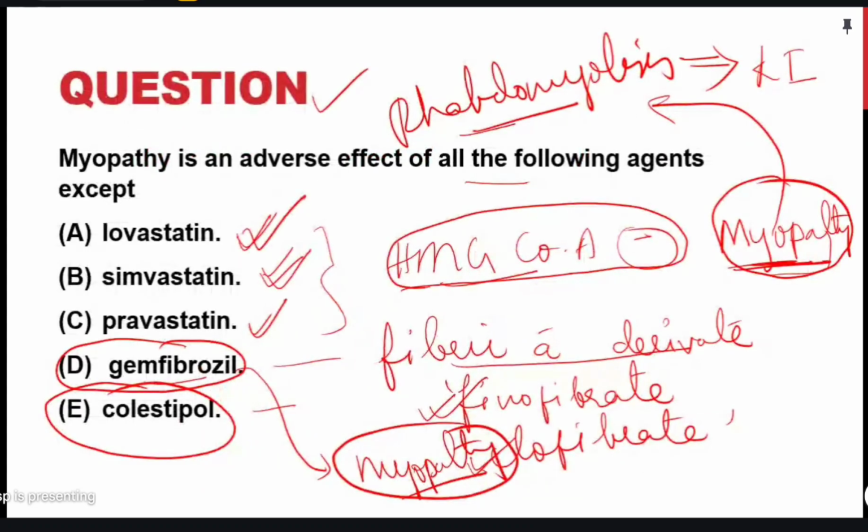So let's go back to the question. Here we already discussed lovastatin, simvastatin, pravastatin, and gemfibrozil. All these drugs will cause myopathy, whereas bile acid sequestrants like cholestyramine will never cause myopathy. So the answer for this question is cholestyramine. And let me add some more important points for myopathy. Already you know myopathy is a muscle disorder.